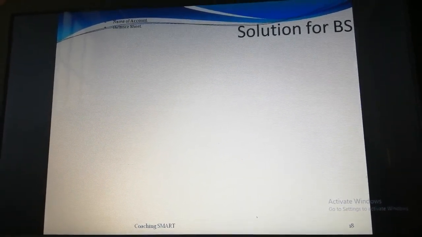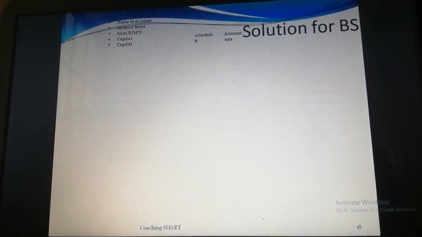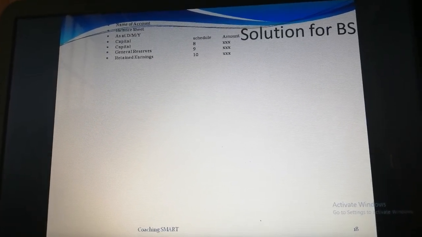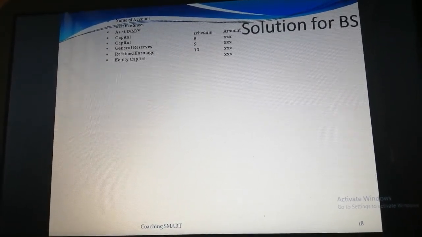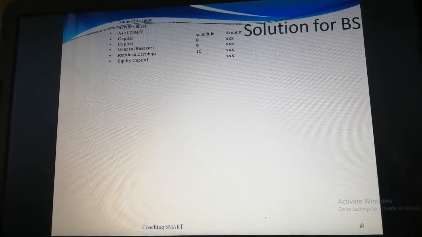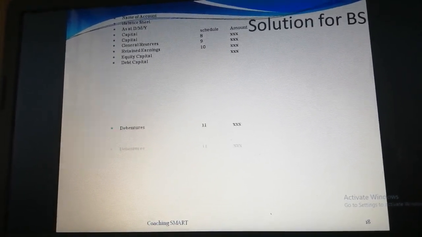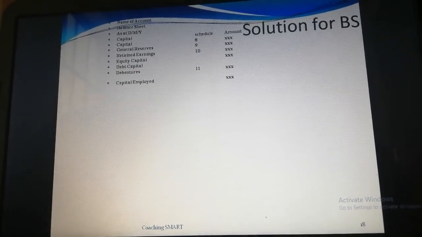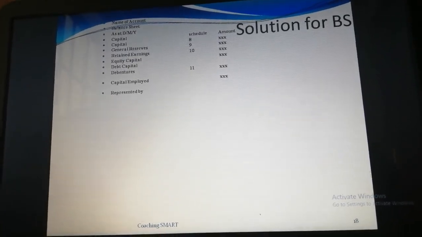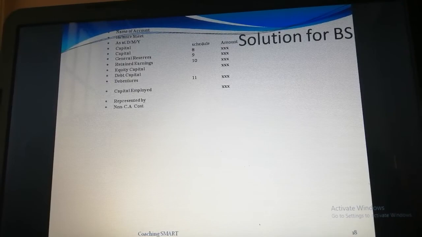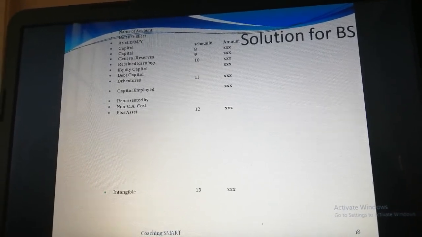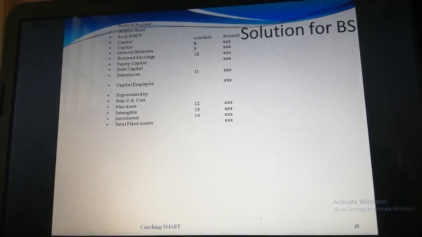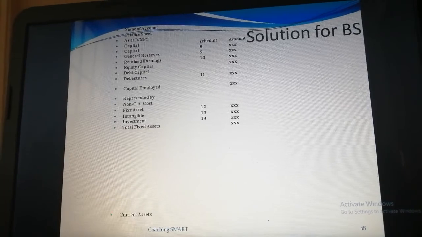So we have the format of the balance sheet in the schedule form. Capital account, schedule 8. General reserve, schedule 9. Retained earnings, schedule 10. You find the total, which is called equity capital. Debt capital, which you can have debenture, schedule 11. When you total equity capital and debt capital, you get capital employed, represented by non-current assets at cost: fixed asset, schedule 12, intangible asset, schedule 13, investment, schedule 14. Total fixed asset, you get the amount.